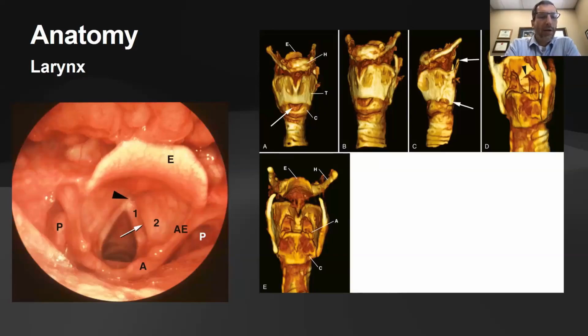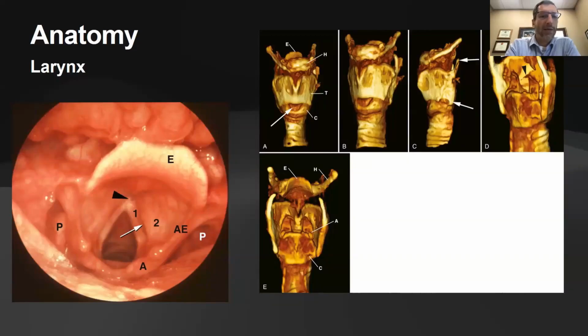Number one shows us the glottic larynx. The arrow there is pointing to the ventricle. Number two is showing us the false vocal cords, or the false vocal folds. So that's what those are showing.